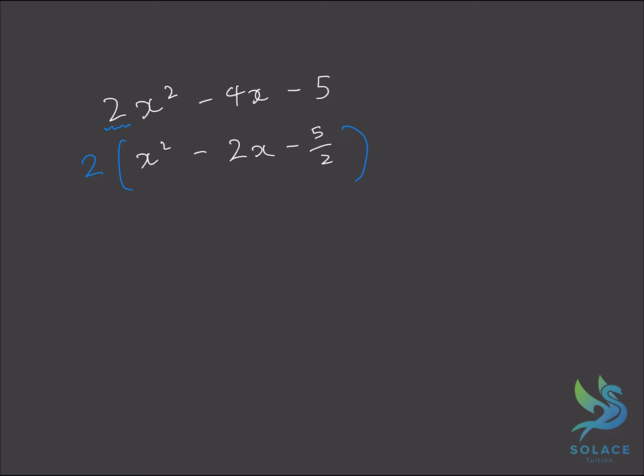Now we can do our completing the perfect square just the same way, just being mindful of these brackets. So let's do the same thing again. So x squared minus 2ab.